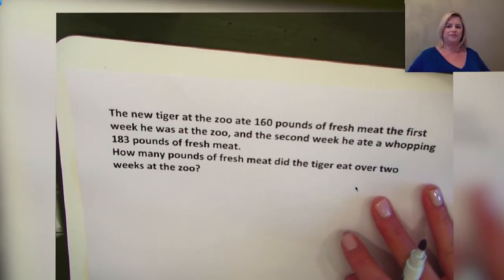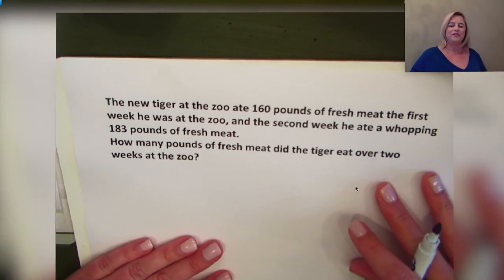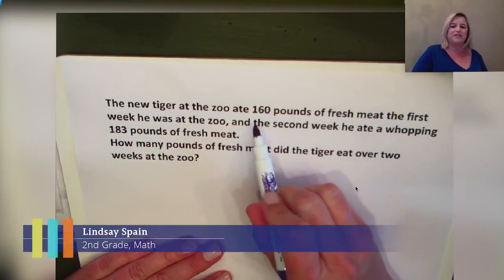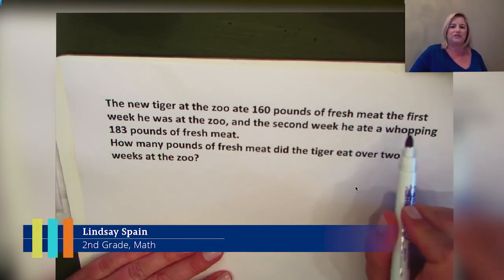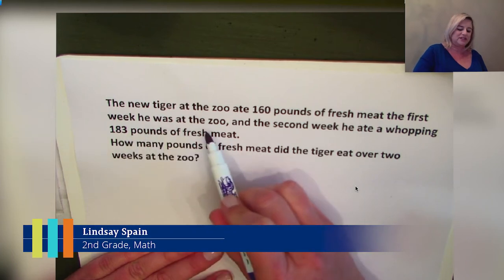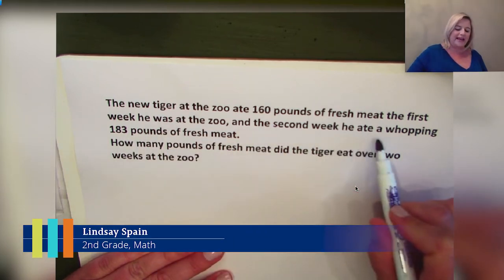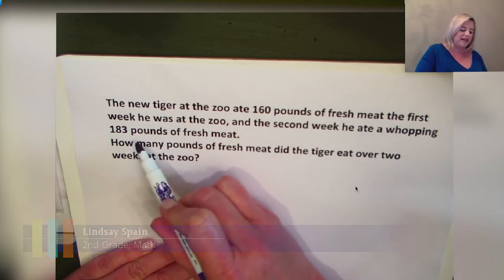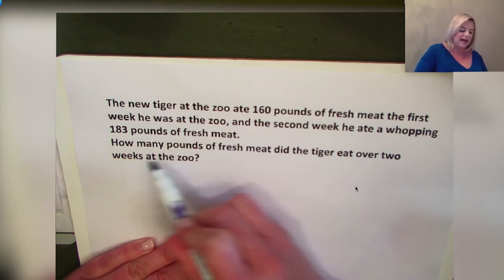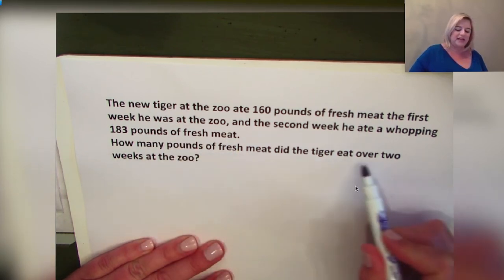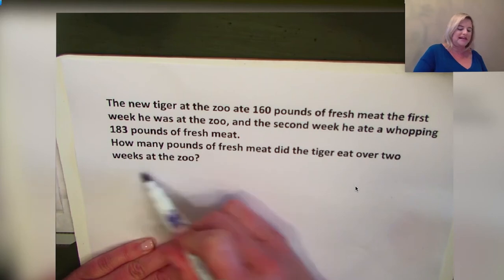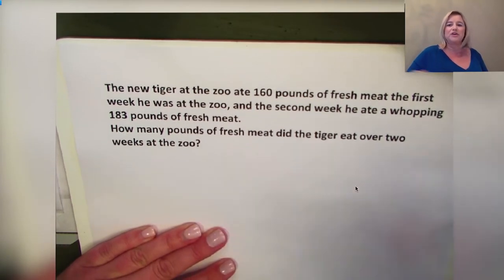The new tiger at the zoo ate 160 pounds of fresh meat the first week he was at the zoo. And the second week, he ate a whopping 183 pounds of fresh meat. How many pounds of fresh meat did the tiger eat over 2 weeks at the zoo? So, boys and girls, what do we need to do first? Very good. We need to make sense of our problem.